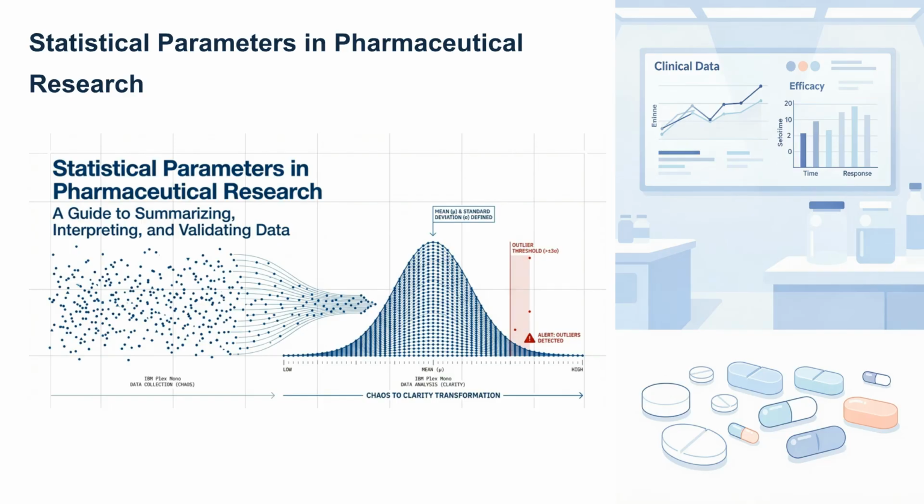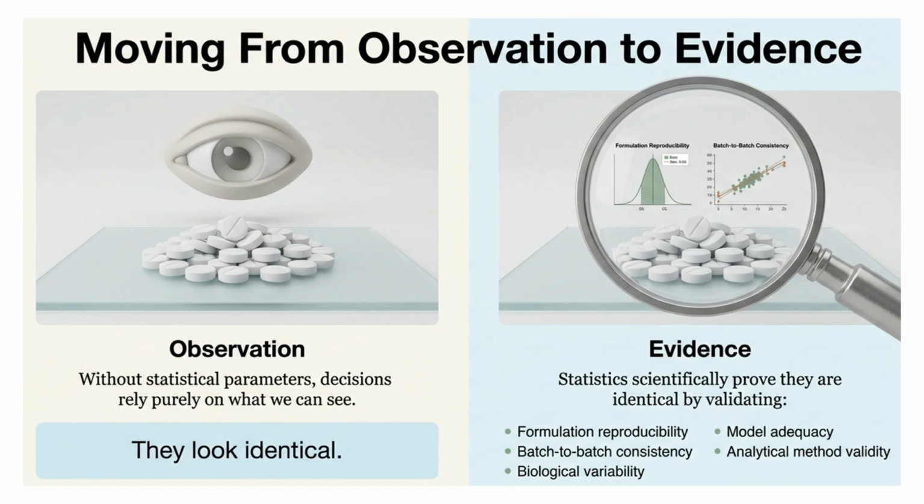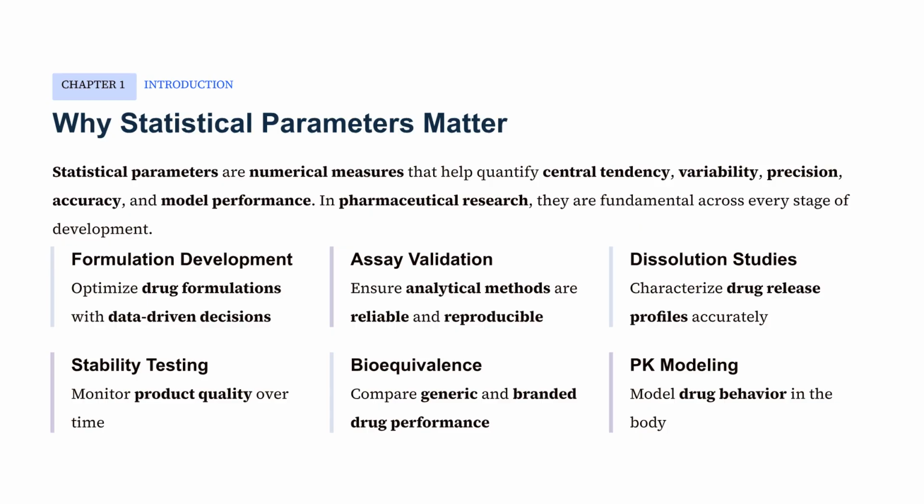We begin with an overview of statistical parameters in pharmaceutical research, which guide us in summarizing, interpreting, and validating data. This visual shows the process from data collection to analysis. Statistical parameters enable the shift from mere observation to scientific evidence. Visually, two identical-looking products require statistical validation of formulation, consistency, and biological variability to prove they are identical.